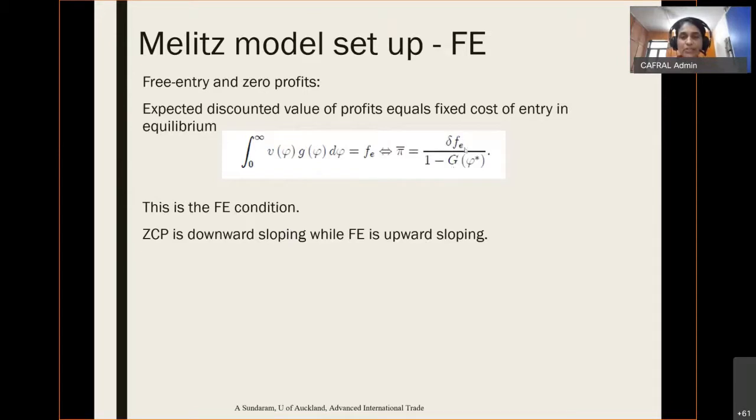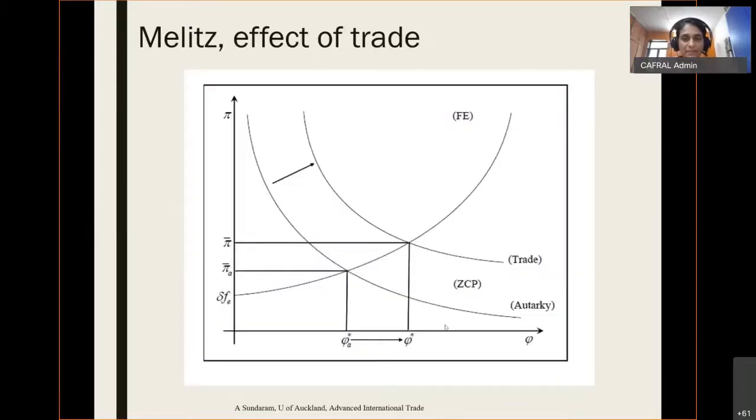Note that this is upward sloping in phi star. If phi star is high, then g of phi star is very small, 1 minus g of phi star is high, and so that means this is much lower, right? So we're going to have an upward sloping FE and a downward sloping ZCP. I put that together, ZCP and FE, and that gives me the average profit. So we have profits on the y-axis, phi on the x-axis, and these two lines intersecting will give us the equilibrium productivity threshold, phi star in autarky, and the average profits in autarky. So what we have done here is basically calculated the cutoff productivity level in equilibrium in autarky and the average industry profits that go with that autarky cutoff.